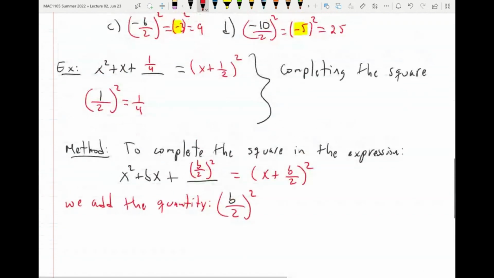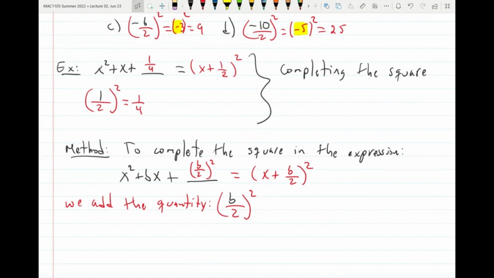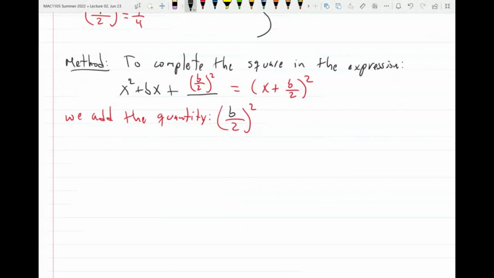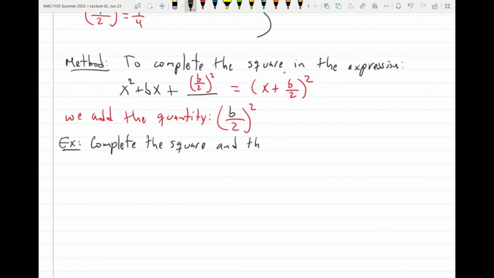So this way, actually, now we can solve any quadratic equation. So let's practice completing the square, and then let's use it to solve equations. So example: complete the square and then factor. Remember, the factor part really is, once you complete the square, already a given. You already know what to expect. Okay, so let's do x squared plus 16x plus blank.